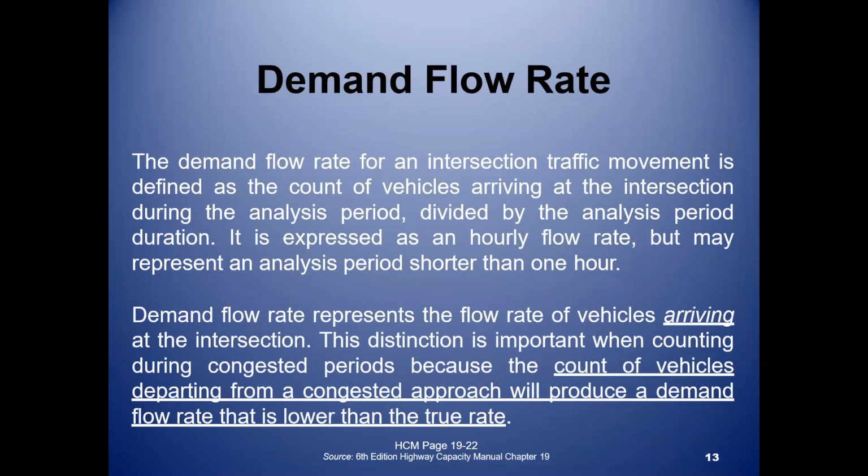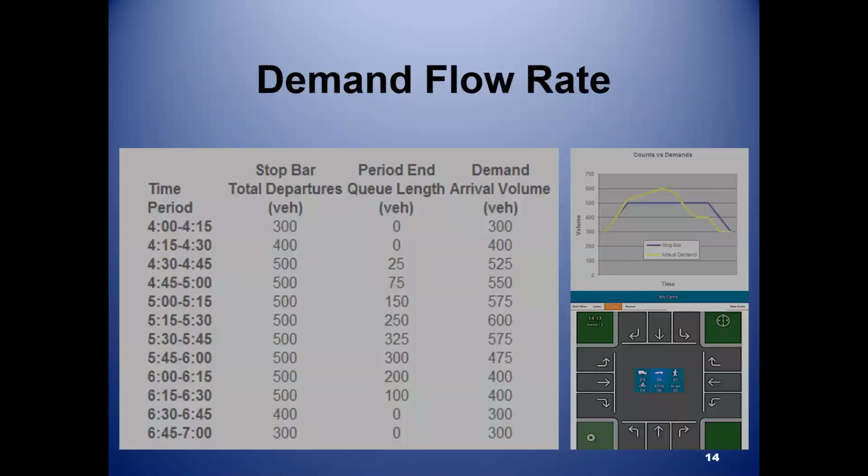To make this work correctly, you have to be able to have unmet demand and get the initial queue delay. And to do that, you have to know what the arrival rate is, not just the stop bar count. You have to count the arriving vehicles. If you go out there and do a traffic count, I've just got this simple problem here.